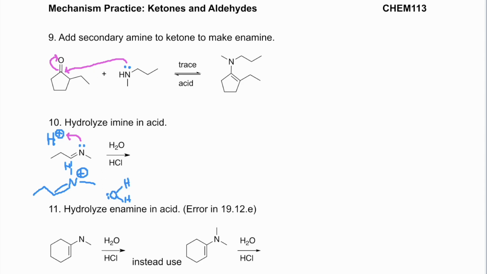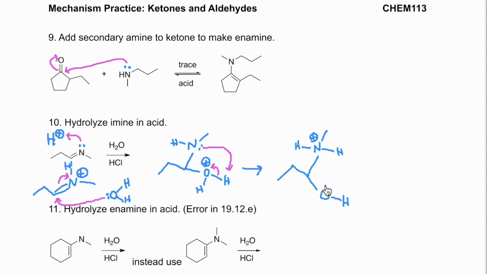We're going to have attack by water. We are in acid, so we don't have hydroxide around, so we'll show the water attacking and the pi bond going onto the nitrogen as a lone pair. All right, so now we have a positively charged oxygen, a neutral nitrogen. We're trying to get the nitrogen to leave. We're trying to make this the aldehyde. So let's go ahead and show the proton transfer. We'll put the proton on the nitrogen instead. So now we have the lone pair on the oxygen that can come down and form a pi bond to the carbon, kicking out the nitrogen.